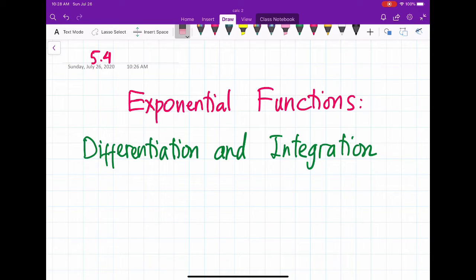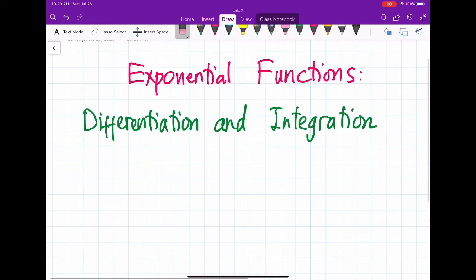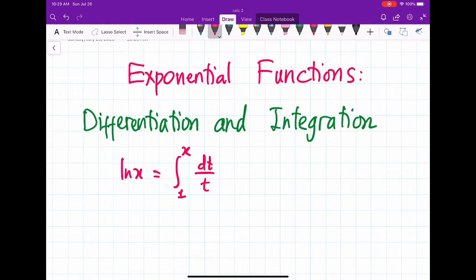Hello. Today we study exponential functions, differentiation and integration. Remember that we studied the natural logarithmic function, right? That is ln of x equal to the integral from 1 to x of dt over t, for x greater than 0, right?